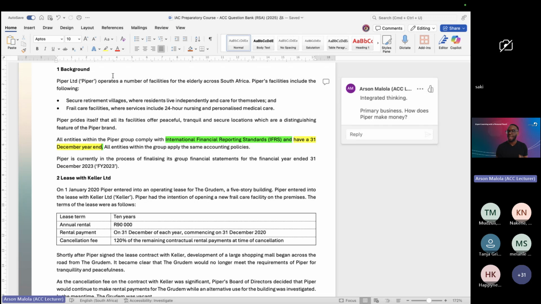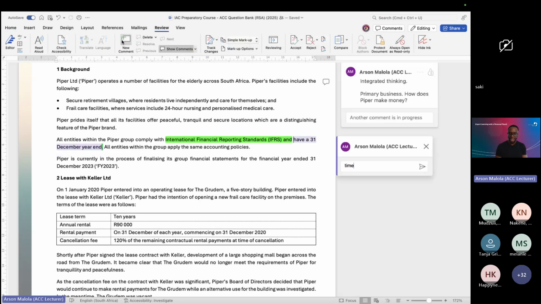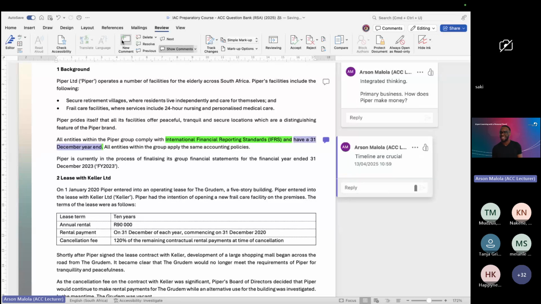So make sure that you're still actively reading. So with the year end, what I want to highlight here is a timeline, right? Timelines are crucial. They're one of those things that appear simple but have massive impact in terms of your spatial awareness of what's happening, when it's happening, and what needs to be accounted for when, particularly in this particular question.